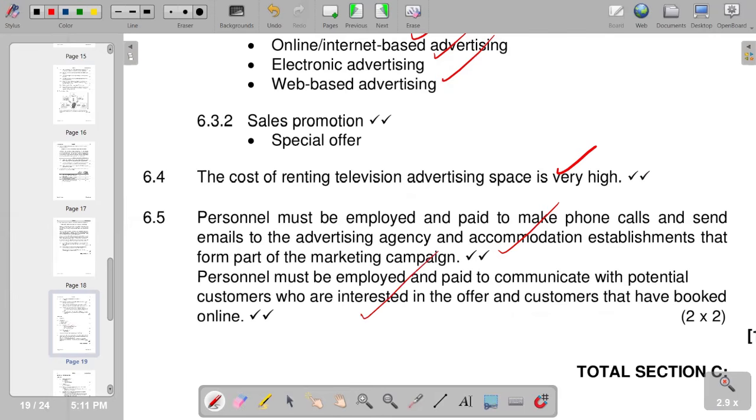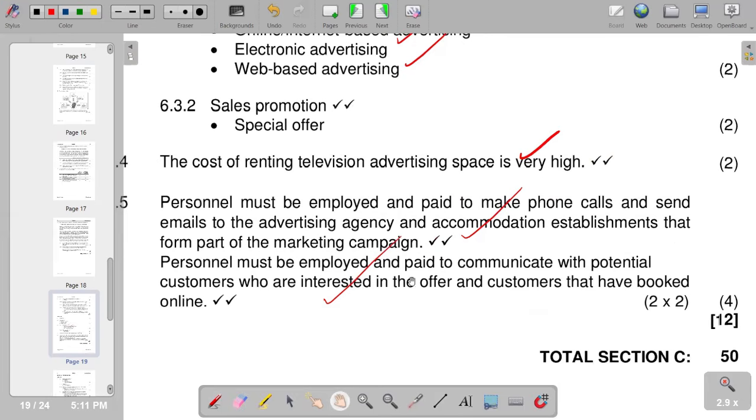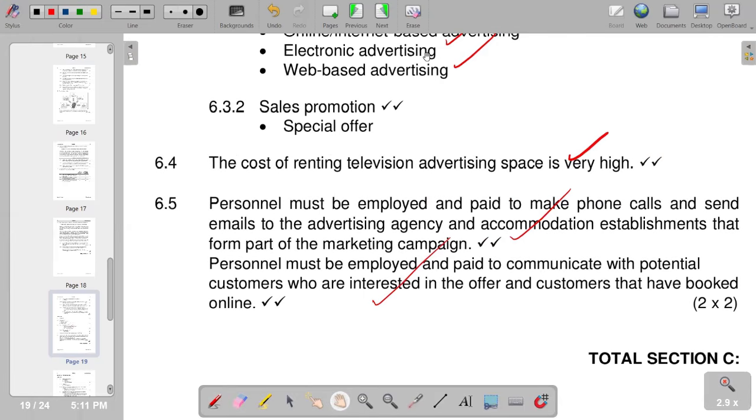So this becomes the last question that we have in terms of our question 6, with a total of 12 marks. From there, we move on to the next question, which is going to be our question 7.